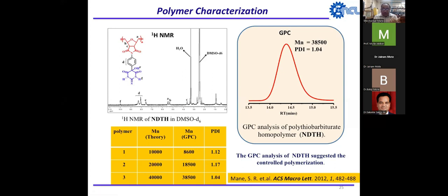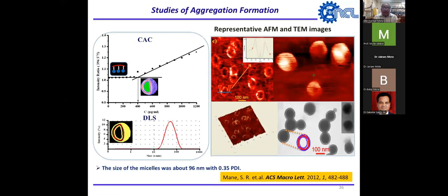Then we analyze the aggregation behavior of these polymers. Because at the end we need to introduce this polymeric micelle into our body, we need to check the size of these materials. Using the critical aggregation concentration, we found that 400 microgram per ml is needed to get these aggregates, with a size by dynamic light scattering of 96 nanometers and a very narrow polydispersity index.